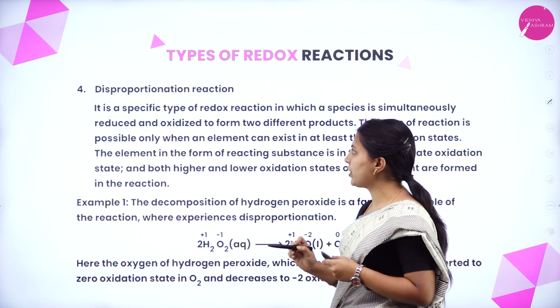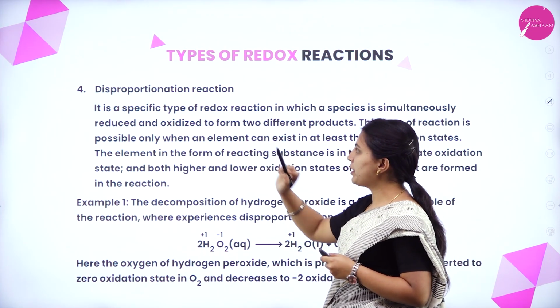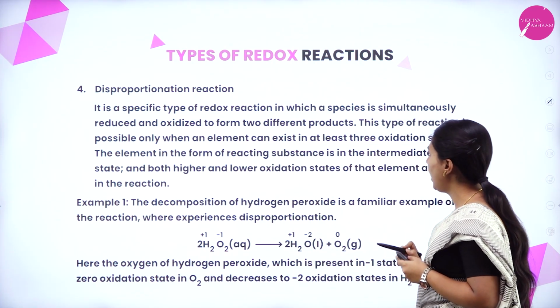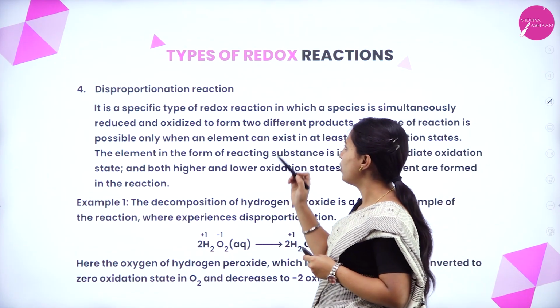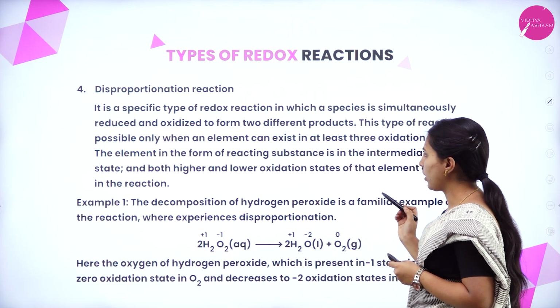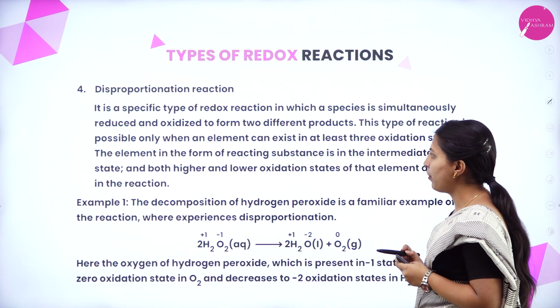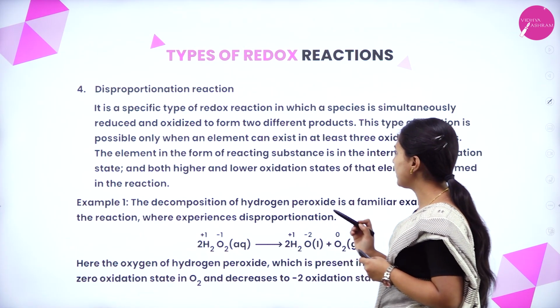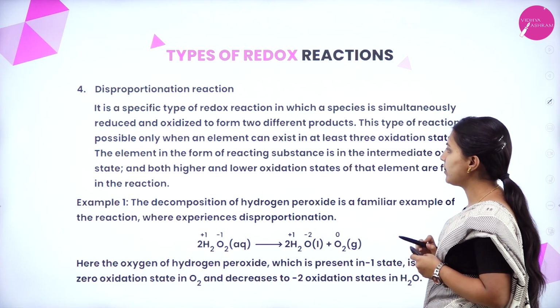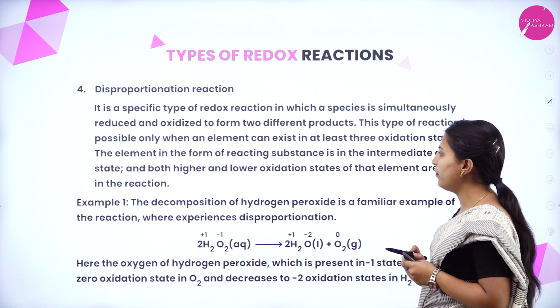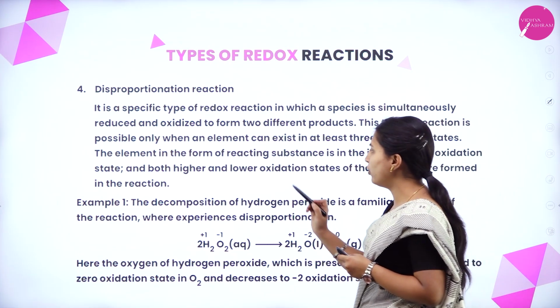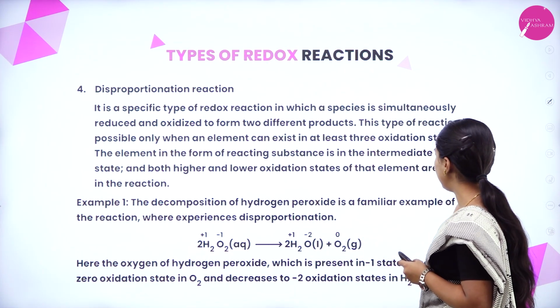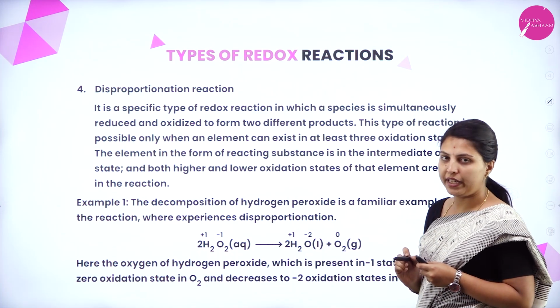Next, disproportionation reaction. It is a specific type of redox reaction in which a species is simultaneously reduced and oxidized to form two different products. This type of reaction is possible only when an element can exist in at least three oxidation states. The element in the reacting substance is in the intermediate oxidation state, and both higher and lower states of that element are formed in the reaction.